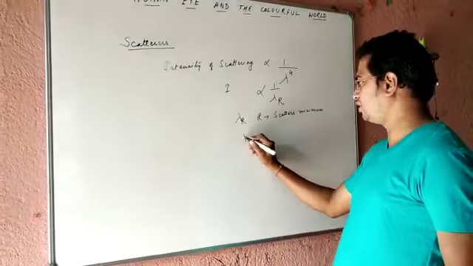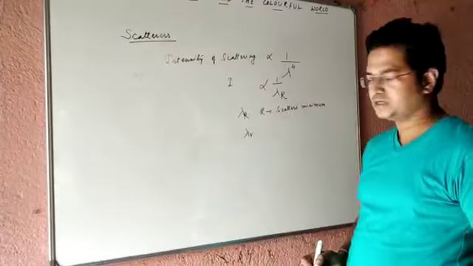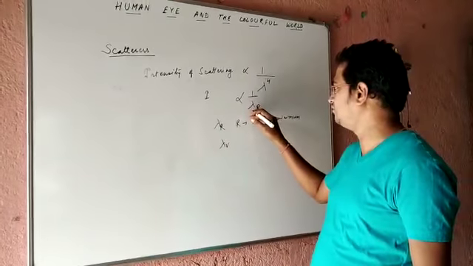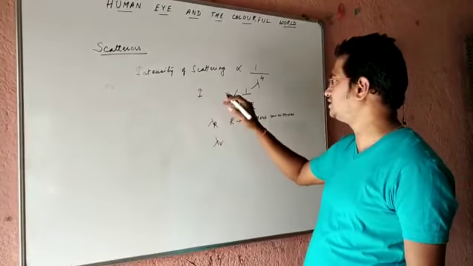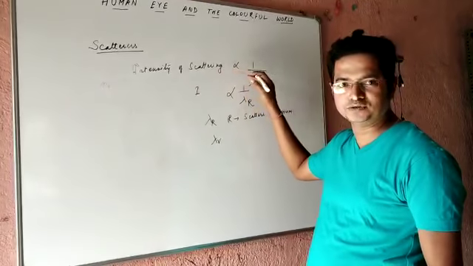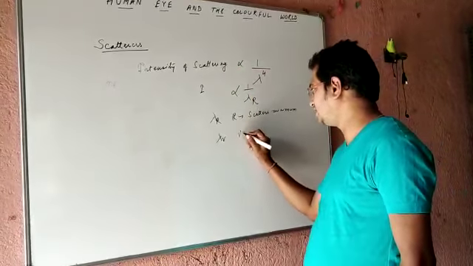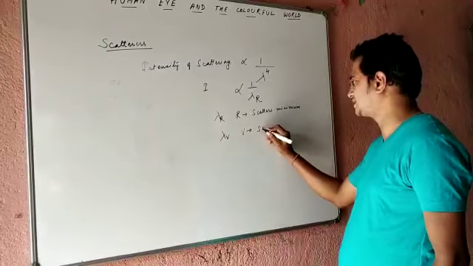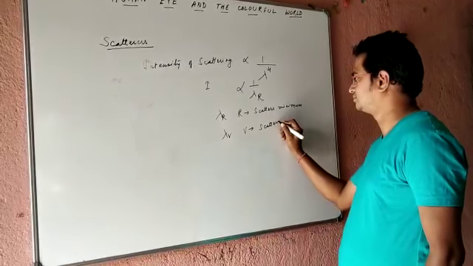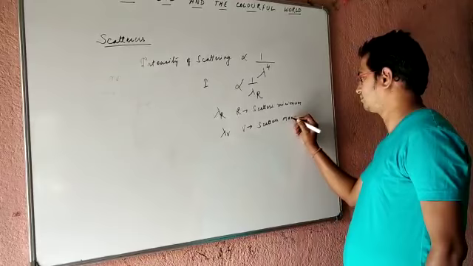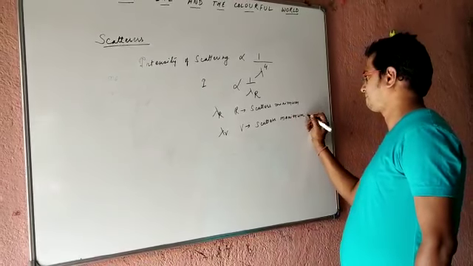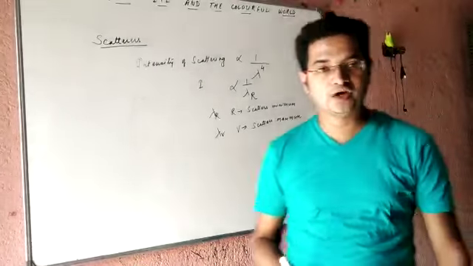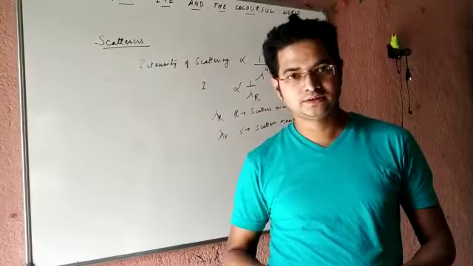The wavelength of violet is minimum. So violet color will scatter maximum because intensity of scattering is inversely proportional to wavelength. So violet color scatters maximum. I hope you have understood the concept. Thank you.